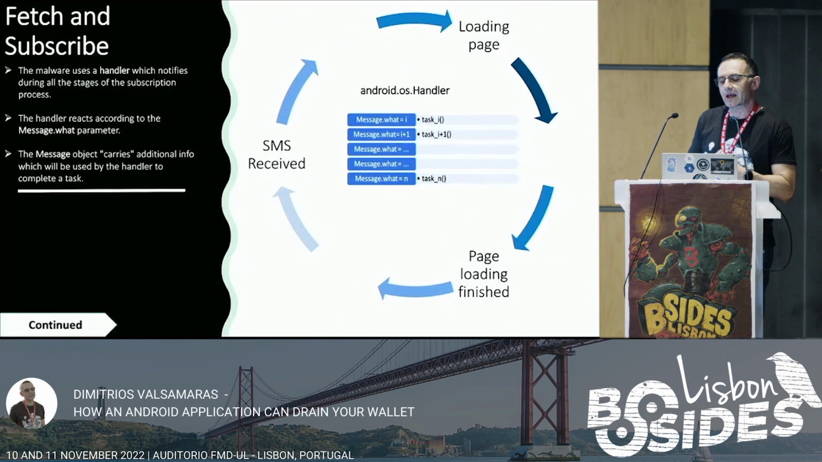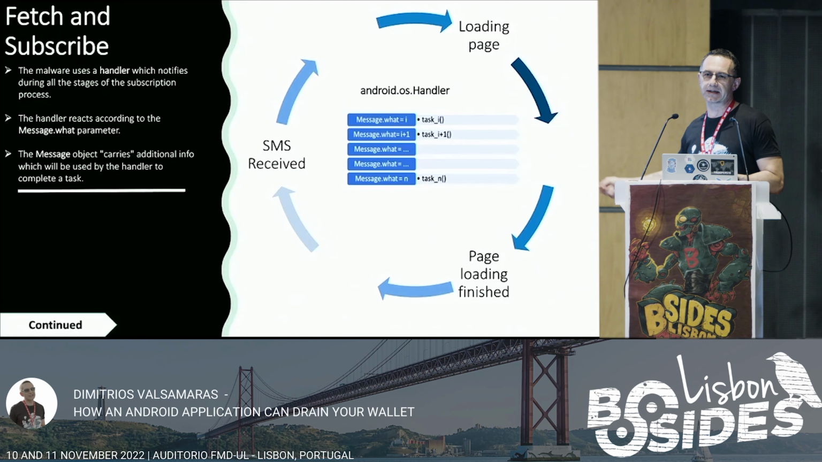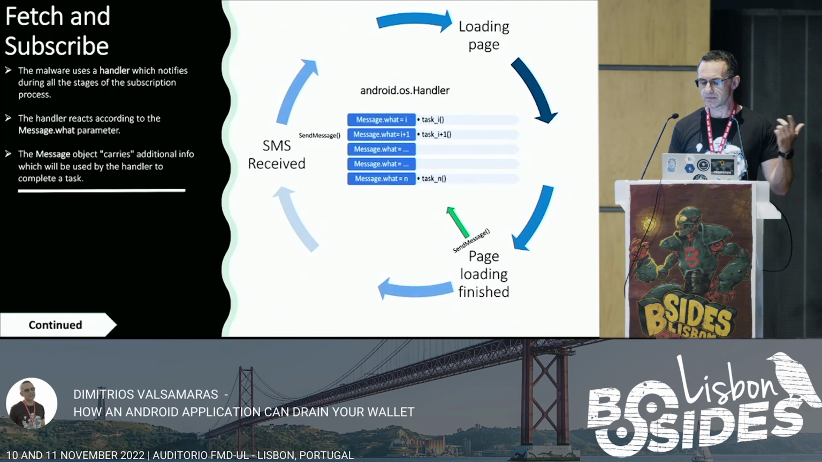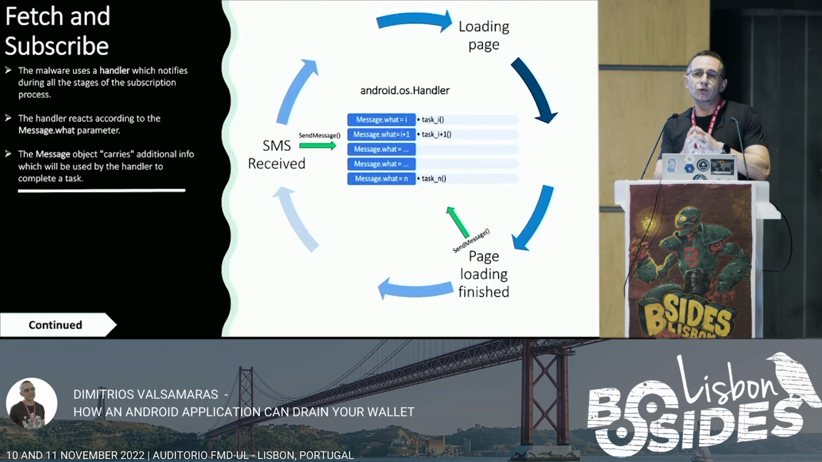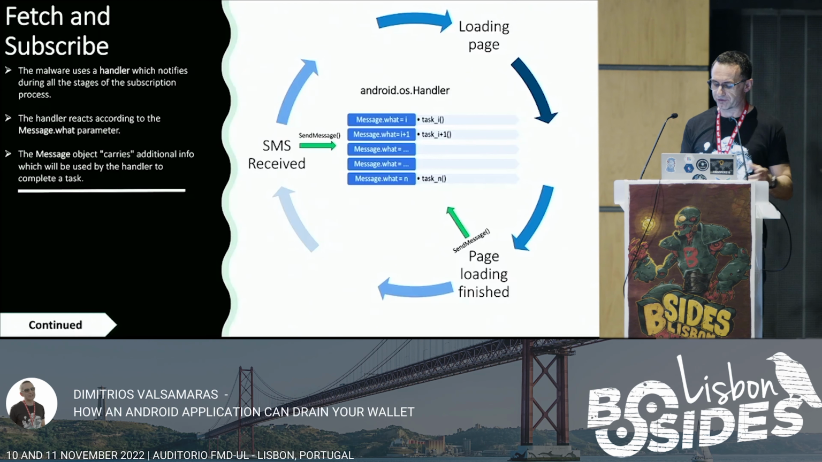Now, another, let's say, important Android operating system component which is used by this type of malware is an Android OS handler. And what this handler is doing is actually observing the subscription process, the cycle, and acting according to the phase that the subscription process is currently in. So when, let's say, the page was loaded into the web view, the malware will send a message to this handler, or when SMS has been received, the malware will send a message to this handler, and according to the what parameter of this message, it is going to perform some type of an action.